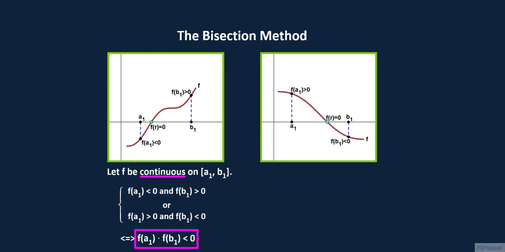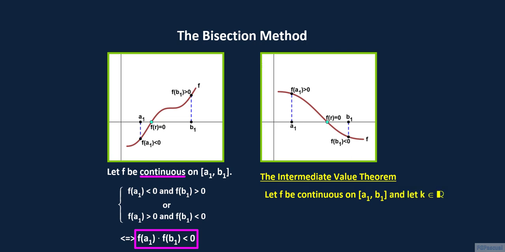With f being continuous on the interval from a sub 1 to b sub 1 and f of a sub 1 and f of b sub 1 having opposite signs, we can apply what is called the intermediate value theorem. The intermediate value theorem states that if f is a continuous function on the interval from a sub 1 to b sub 1, and k is any real number with either f of a sub 1 is less than k is less than f of b sub 1, or that f of a sub 1 is greater than k is greater than f of b sub 1, then there is a value r on the interval from a sub 1 to b sub 1 such that f of r equals k. For this lecture, the value of k is 0.